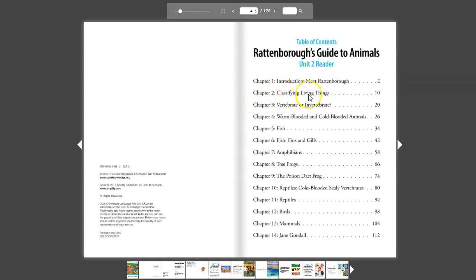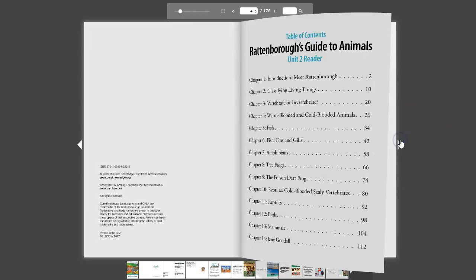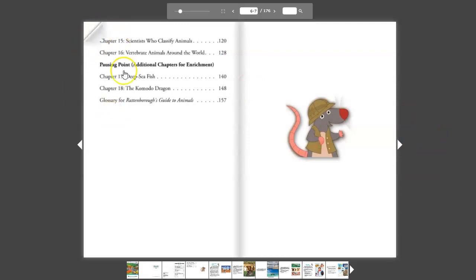Chapter 2, classifying living things, can be found on page 10. All of the chapters have your heading, the chapter heading, and the page number. Let's go to the next page. Same thing for all of these, right? Chapter 18, the Komodo dragon, is on page 148. Friends, this is Rattenborough. So he's going to guide us through this whole thing.